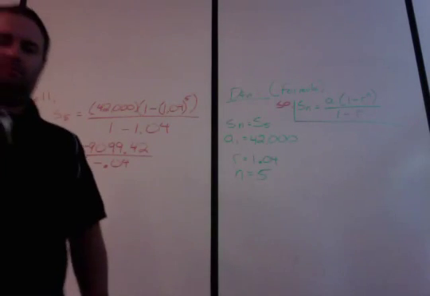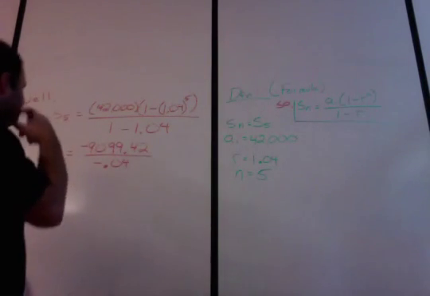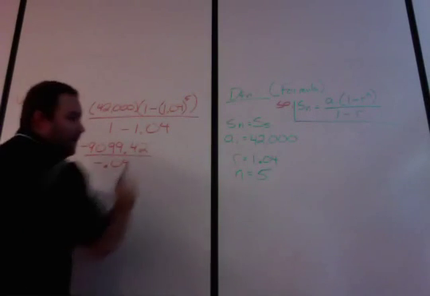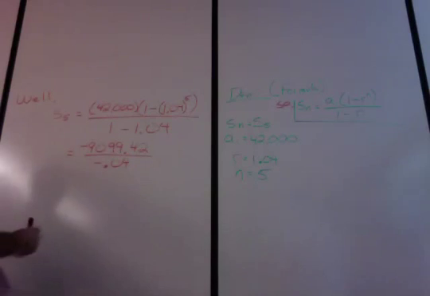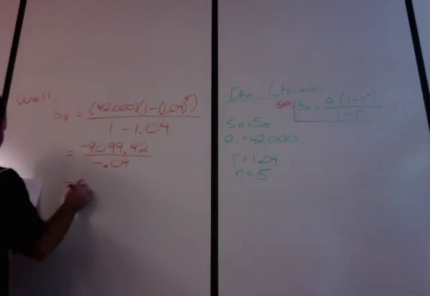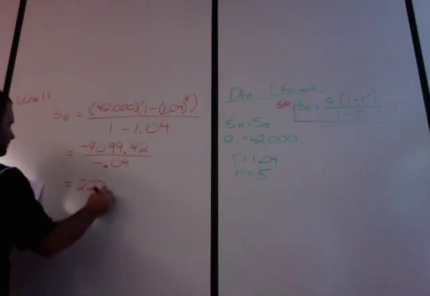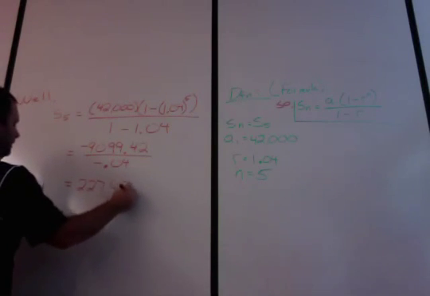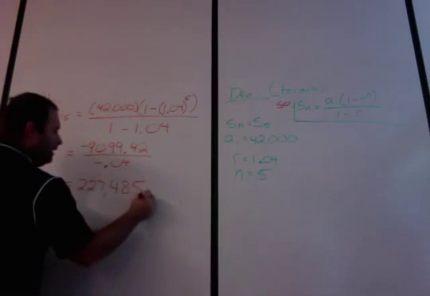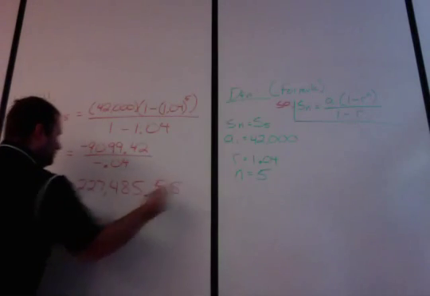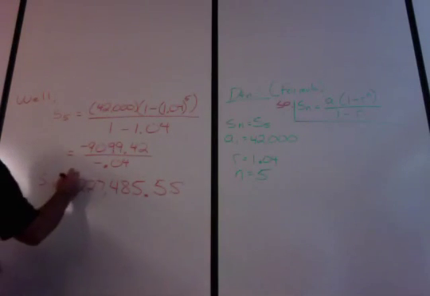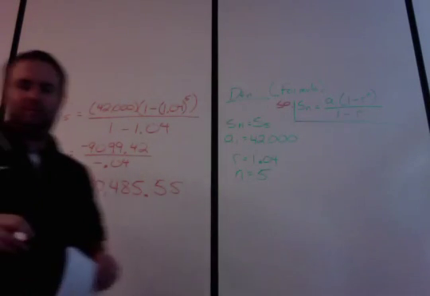We're in PEMDAS mode now. I'm not really solving an equation, just getting it done. Now that equals, when I divide, I get 227,000. I've got my cheat sheet here, I already did this problem. $485.55. That is the sum of his first 5 salaries.